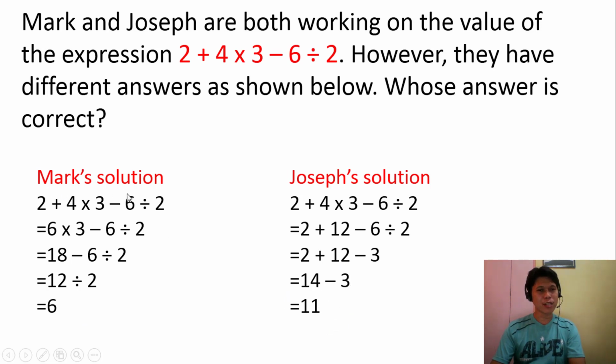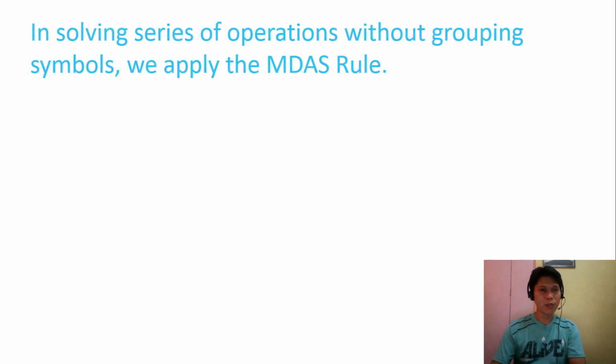So for Mark's solution, it is just left to right. However, Joseph's solution is different. There is a pattern followed by Joseph, which is different from the pattern followed by Mark. So this time, let's try to find out whose answer is correct. And to do that, we need to review the concept of the MDAS rule.